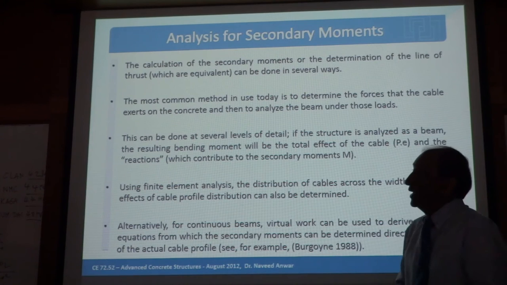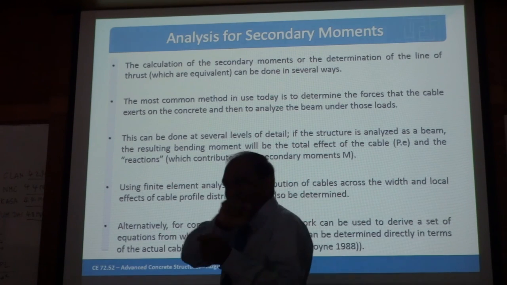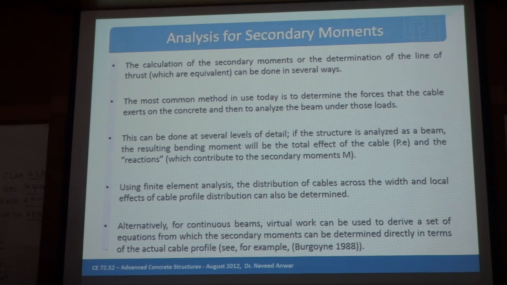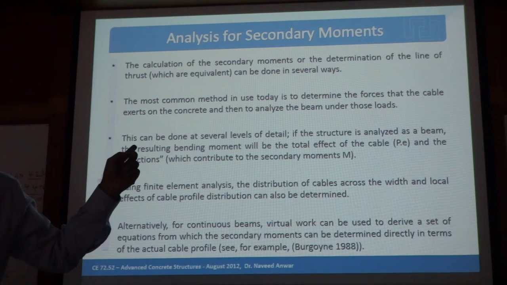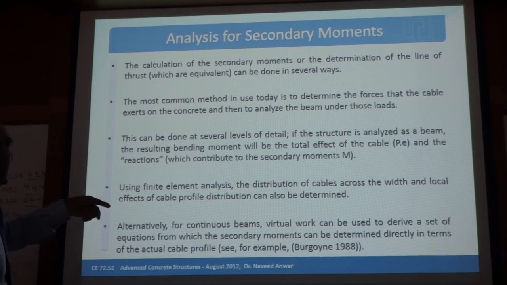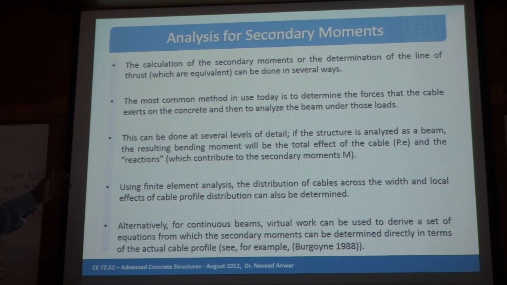Please read this carefully. Number one, the calculation of the secondary moments or the determination of the line of thrust, net eccentricity, which are equivalent, can be done in several ways. The most common method in use today is to determine the forces that the cable exerts on the concrete, then to analyze the beam under those loads as I've shown you, right? This can be done in several levels of detail. The structure is analyzed as a beam, the resulting bending moments will be the effect of P times e, and the reaction and so on.